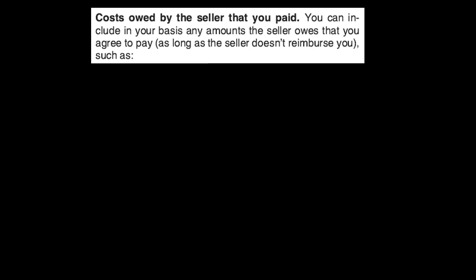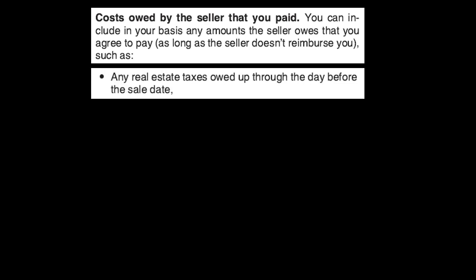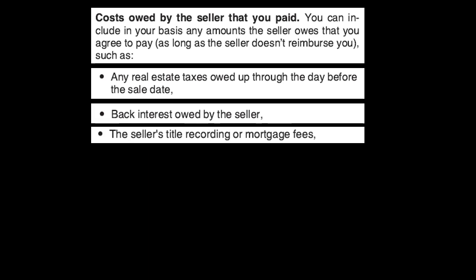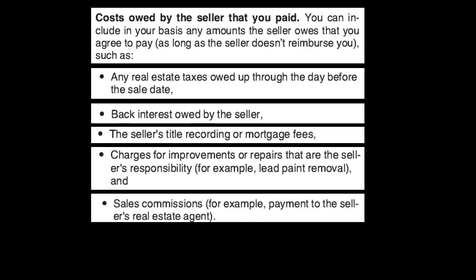Back to the text, costs owed by the seller that you paid. You can include in your basis any amounts the seller owes that you agree to pay, as long as the seller doesn't reimburse you, such as any real estate taxes owed up through the day before the sale date, back interest owed by the seller, the seller's title, recording, or mortgage fees, charges for improvements or repairs that are the seller's responsibility, for example lead paint removal, and sales commissions, for example payment to the seller's real estate agent.